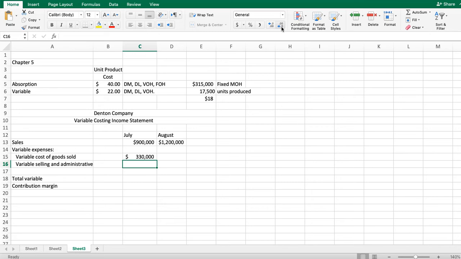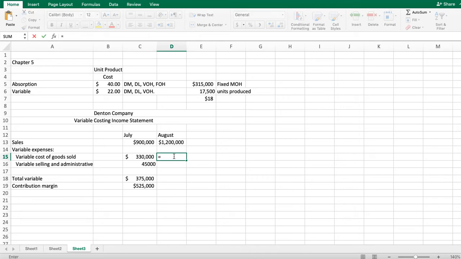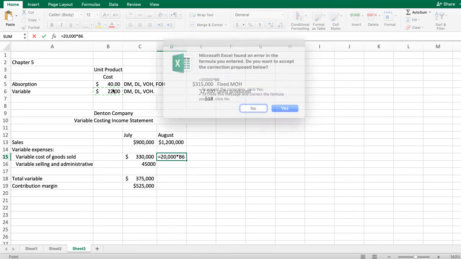And I sold 15,000 units, and so that is going to be my 15,000 units times my $3 per unit, or $45,000. And so I have a total variable of $375,000, which gives me a contribution margin of $525,000. So that's for July. Then for August, same idea, except in August we sold 20,000. So multiply that by our cost of goods sold.